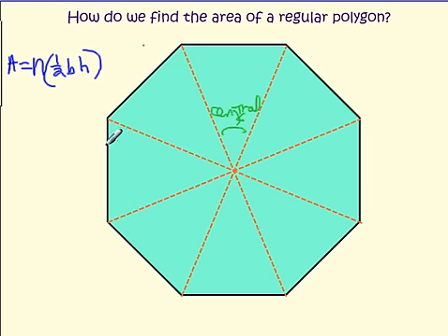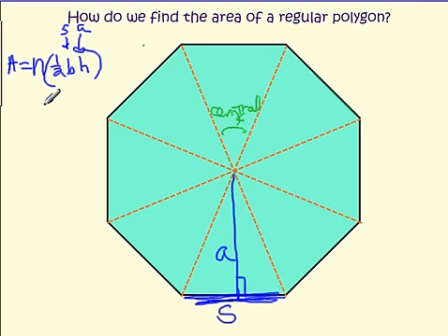Now, something to point out here is that we came up with new terms for this, one of which is what is the base of these triangles is what we now call the side length of our regular polygon. So we can substitute that in place of b. The height of these triangles is what we called the apothem earlier. So we can substitute that in place of h.